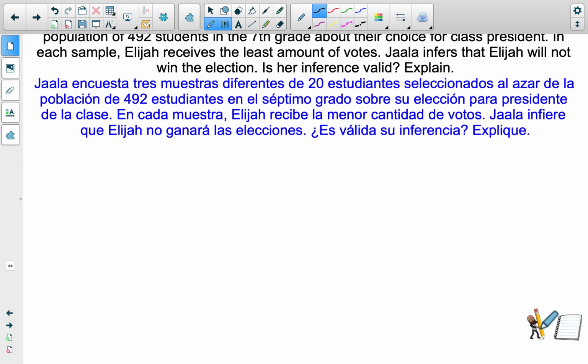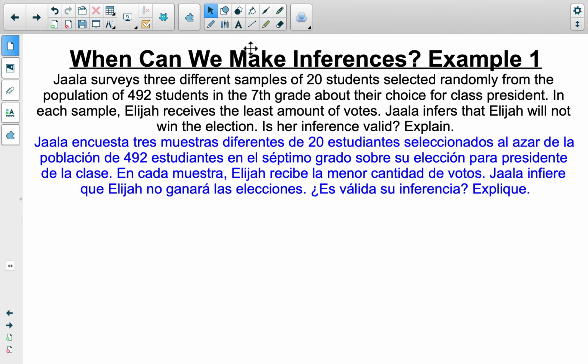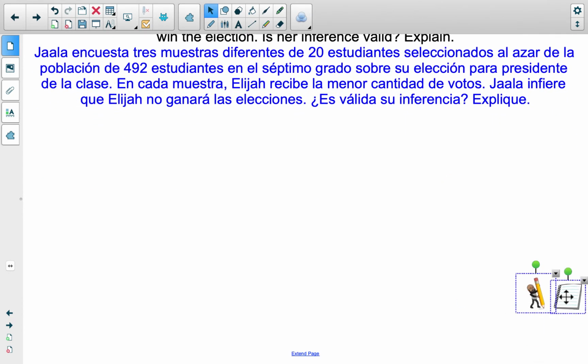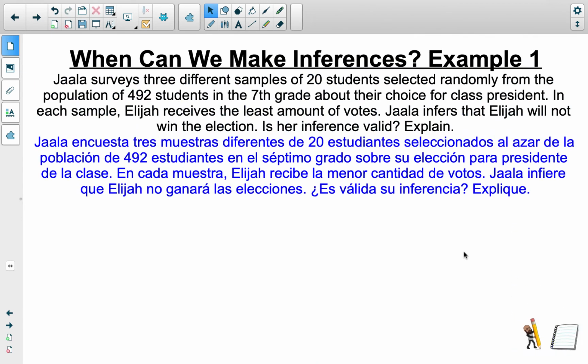I want you guys to make sure you are writing these down. And I'm going to move these up just so we're clear with the expectations. All right, so make sure you're writing these down. You can read through it as always and paraphrase it.